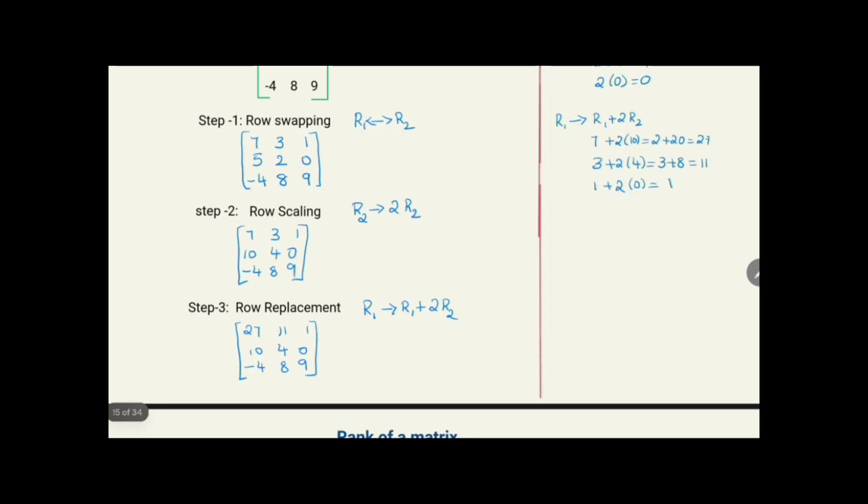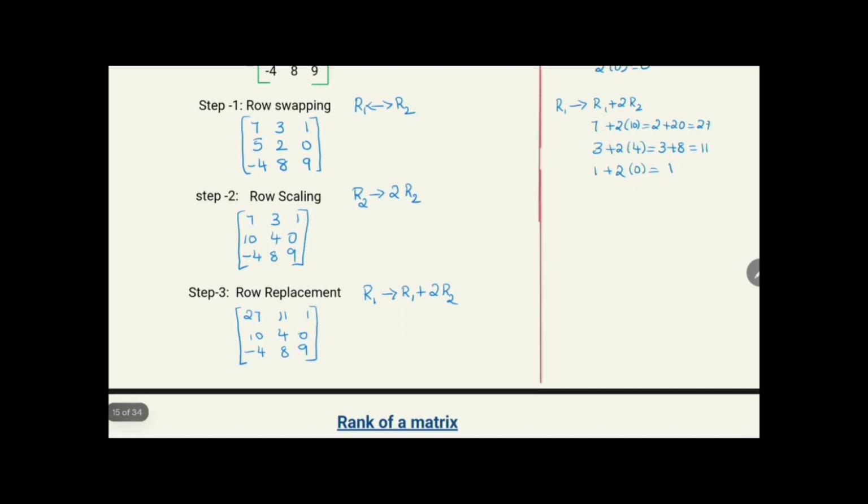Here you have to make a note, students, that it is not compulsory that you maintain this order. You can first perform row replacement, then row swapping or row scaling, or first you can perform row swapping, then comes row replacement. Depending upon the type of problem, the order may change. It is not compulsory that you have to maintain this order. Clear, students?